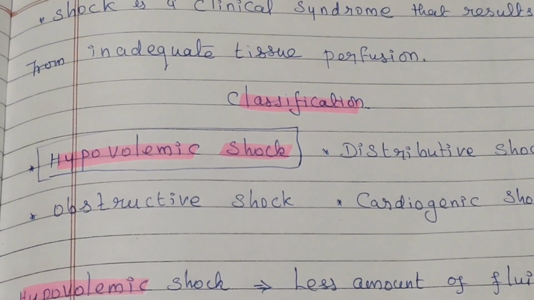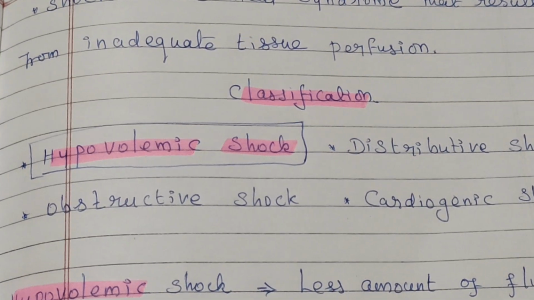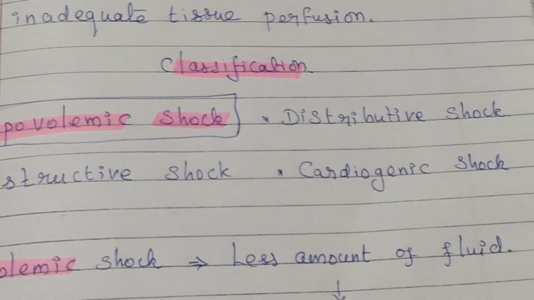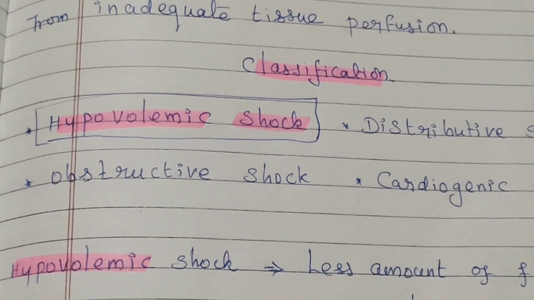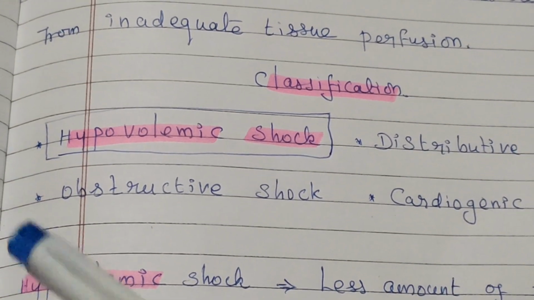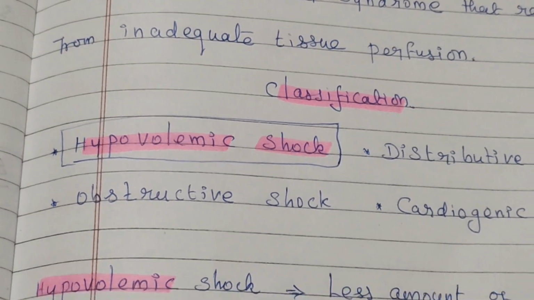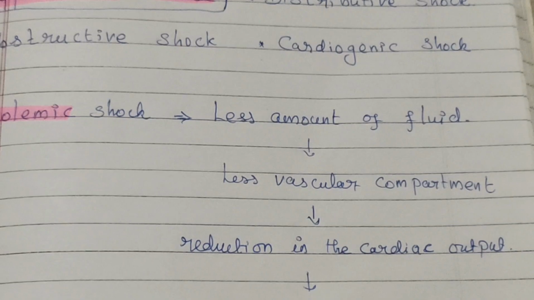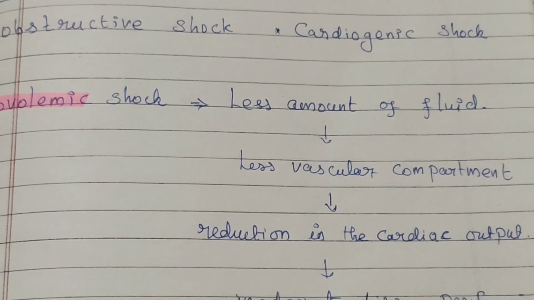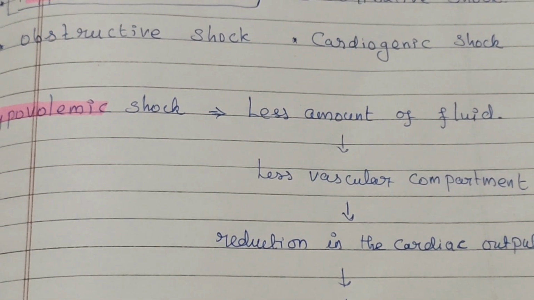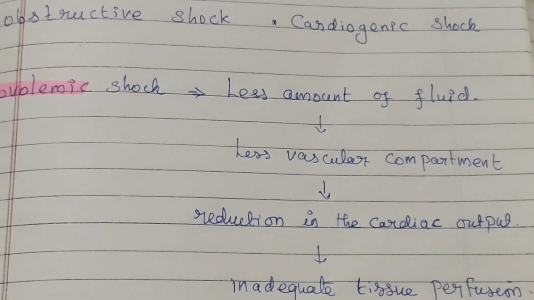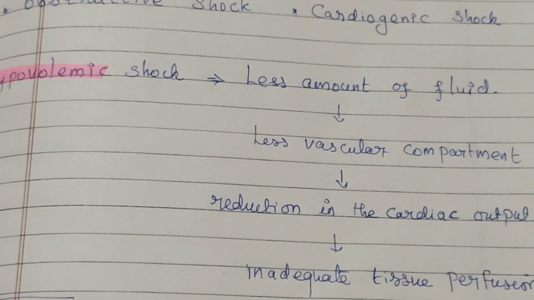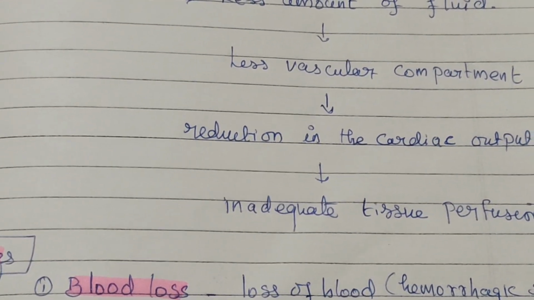Classification of shock: there are 4 types of shock: hypovolemic, distributive, obstructive, and cardiogenic. Here we want to discuss only hypovolemic shock. Less amount of fluid. What is hypovolemic shock? The fluid is less in the vascular compartment.